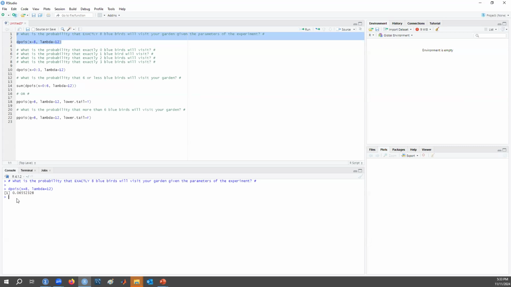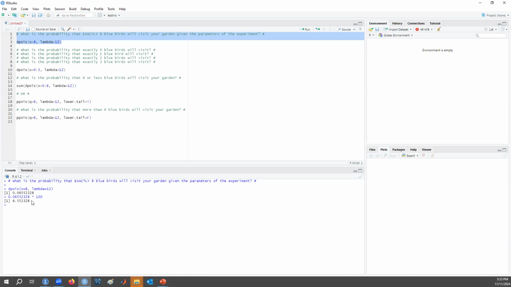And if we multiply that value by 100, because we need to turn it to a percentage, we come to 6.552328. So what is the probability that exactly 8 bluebirds will visit your garden given the parameters of the experiment? It is 6.55%.